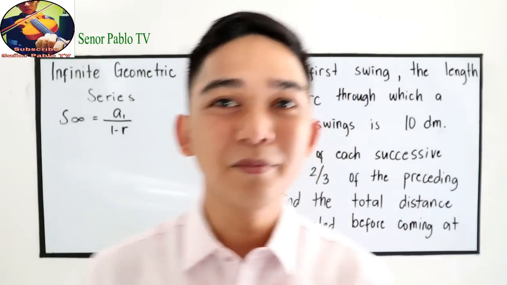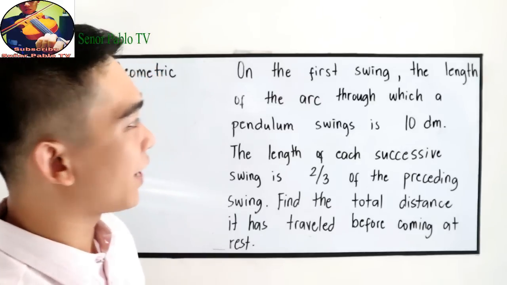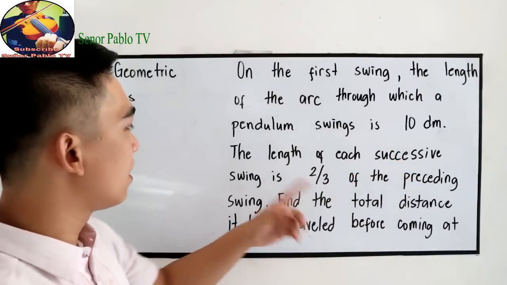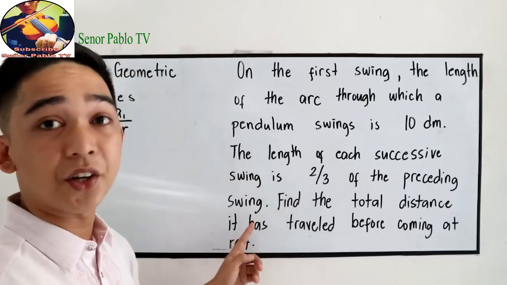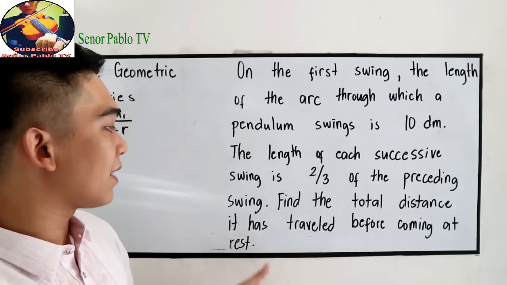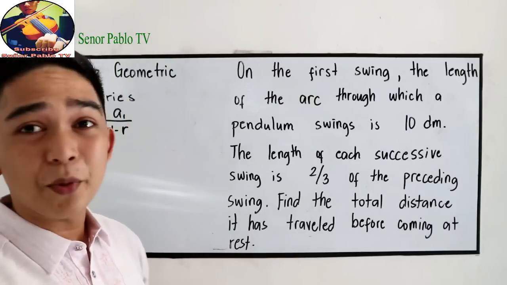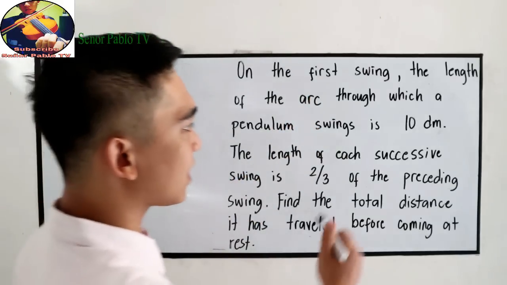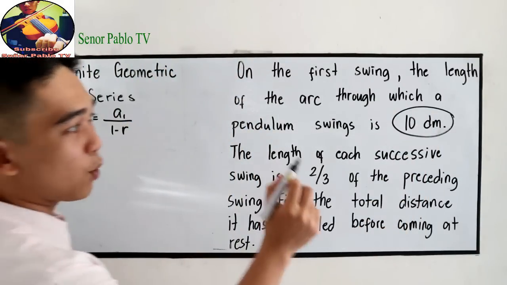So example tayo. On the first swing, the length of the arc through which a pendulum swings is 10 decimeter. The length of each successive swing is 2/3 of the preceding term, or preceding swing. Find the total distance it has traveled before coming at rest. So, determine natin kung ano ba yung given natin. So, meron tayo sa first swing niya ay 10 decimeter. So, yung magiging A1 natin.